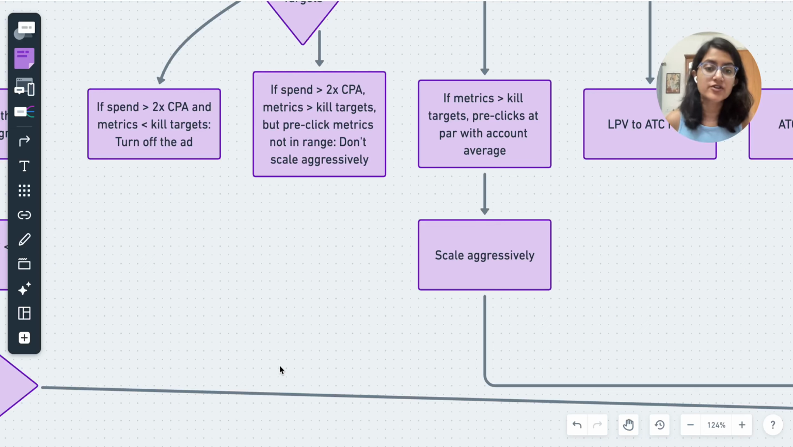Now, if the metrics are better than the kill targets and the pre-click is at the account average, then I will go ahead and scale that particular creative. And if the spends are greater than 2x of CPA but the metrics are worse than my kill targets, then I'll just kill the ad. There's no emotional attachment or anything. If this is not working, just turn off the ad.